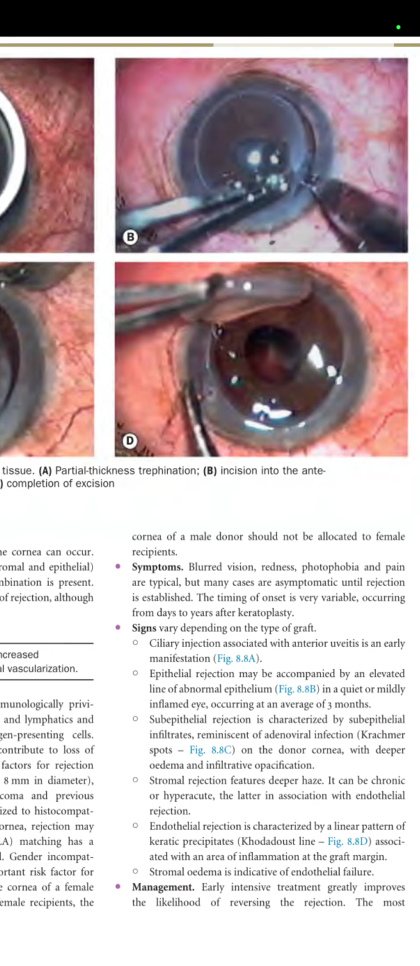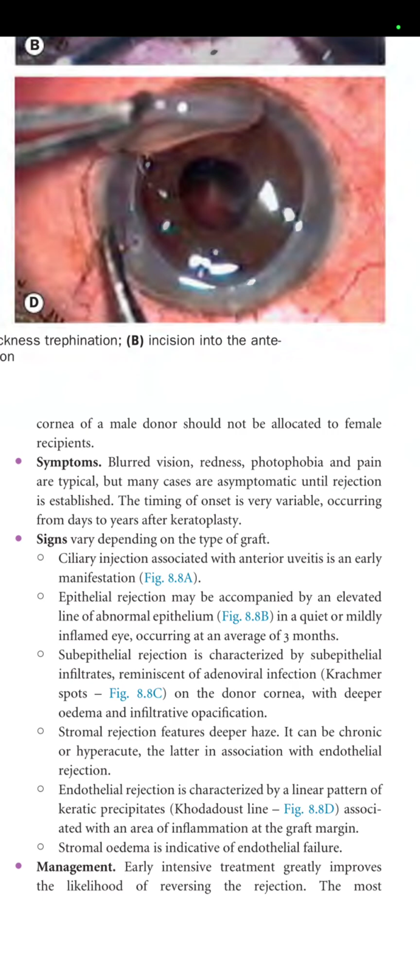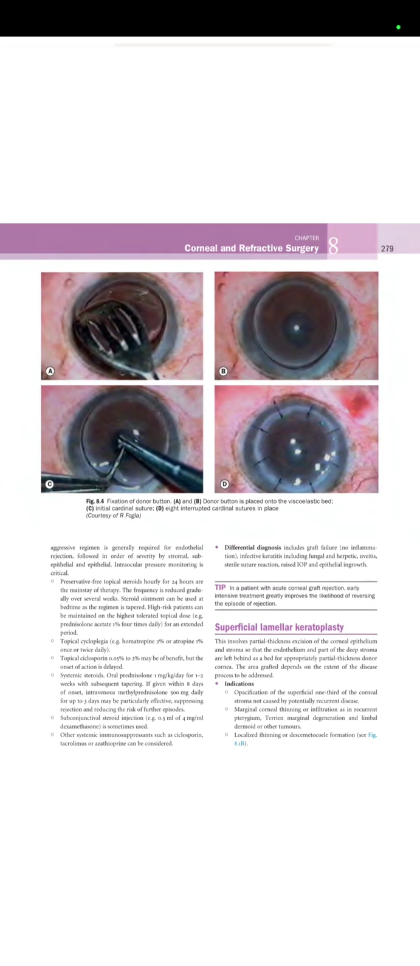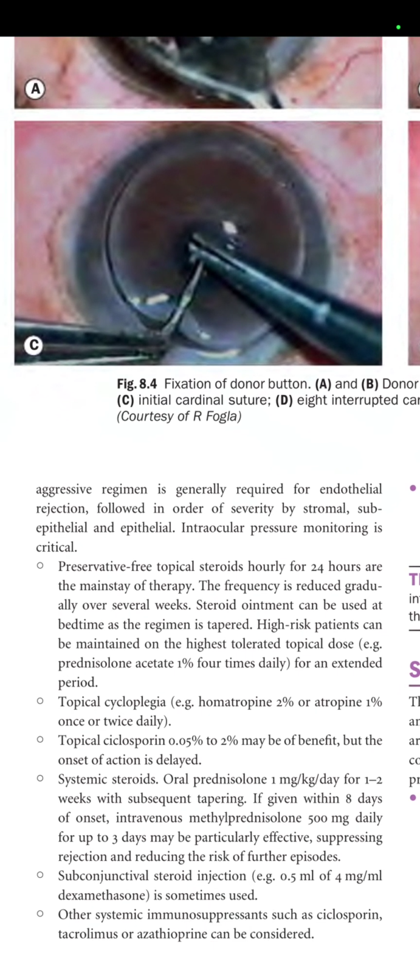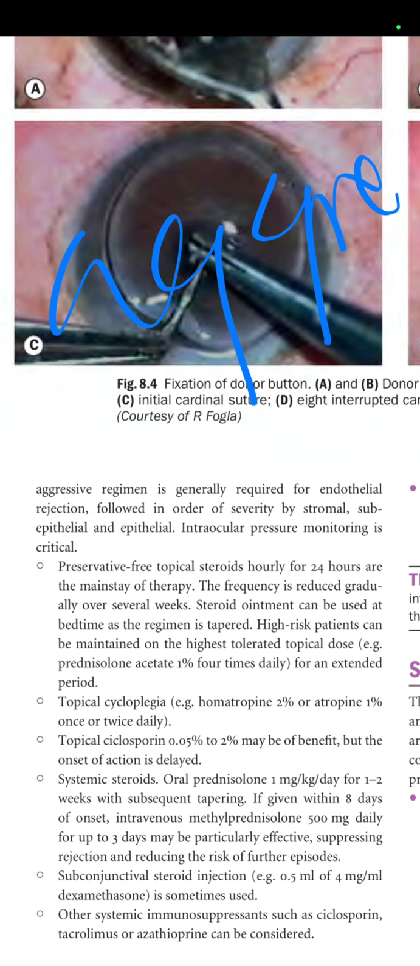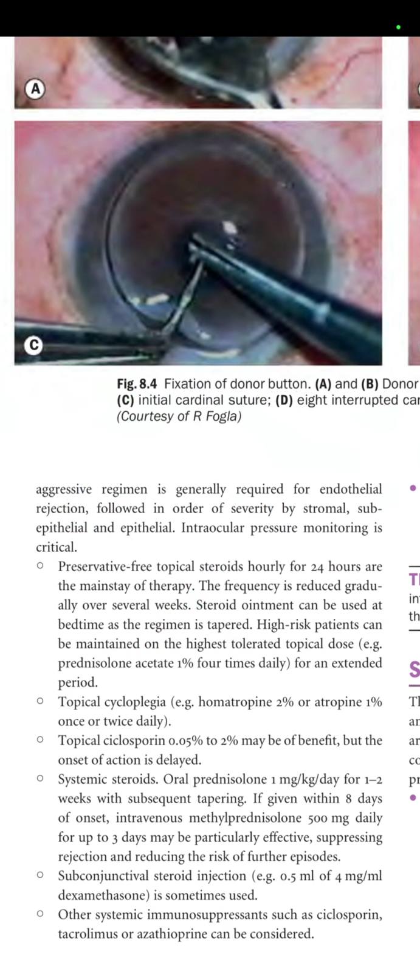So what happens when there is an endothelial rejection? You have to manage it. Early intensive treatment greatly improves the likelihood of reversing the rejection. The most aggressive regime is generally required for endothelial rejection, followed in order of severity by the stromal, subepithelial, epithelial. Intraocular pressure monitoring is critical. So you have to treat it aggressively. Any rejection should be treated aggressively based on the type: first endothelium, then stromal, then subepithelial, and then epithelium.